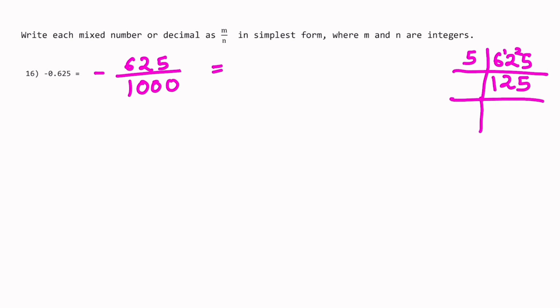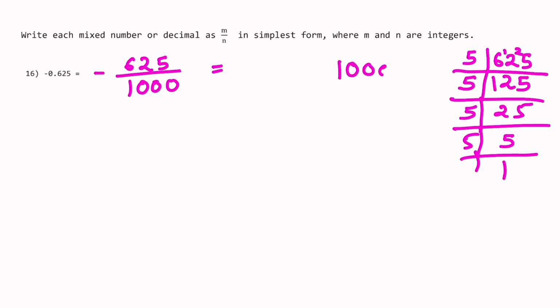And 5, right? 25. 5, 25, 5, 5, 5, 1, right? Same we do with 1000, because it's an even number. Let's do it with 2.